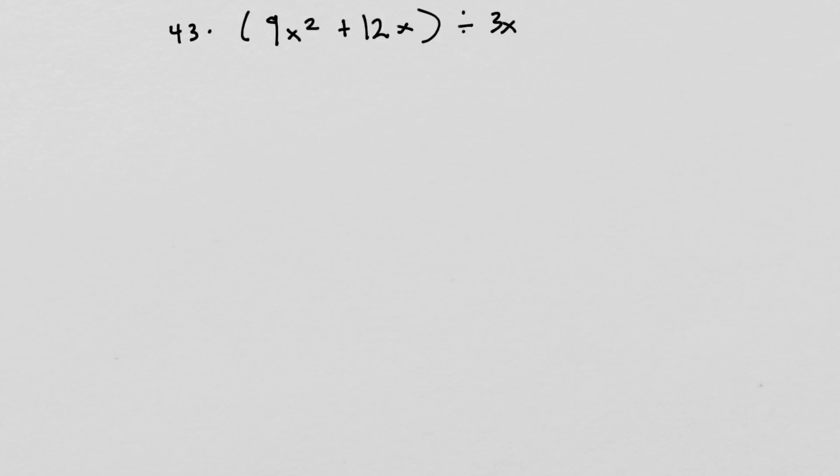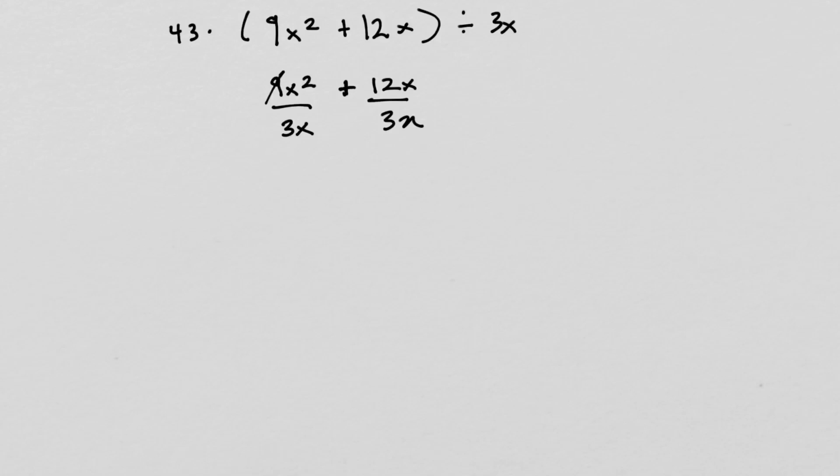Question 43. We are dividing the polynomial 9x squared plus 12x by 3x. We have to divide each term in the polynomial by the 3x. We have 9x squared divided by 3x plus 12x divided by 3x.